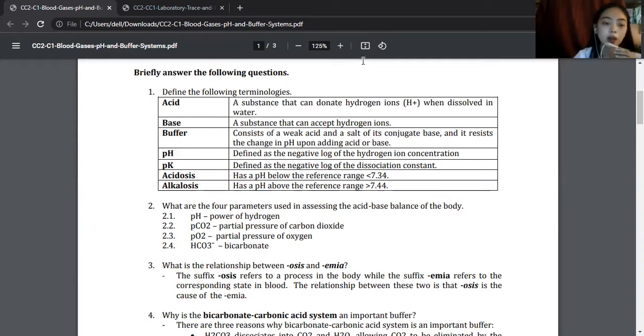the first one is power of hydrogen. Second is partial pressure of carbon dioxide. Third is partial pressure of oxygen. And the last one is bicarbonate. So third, what is the relationship between -osis and -emia? The suffix -osis refers to a process in the body, while the suffix -emia refers to the corresponding state in blood. So ang relationship ng dalawang to is that ang -osis ang nagko-cause ng -emia. Yun lang. Next reporter.